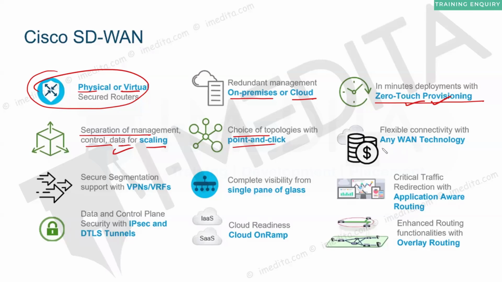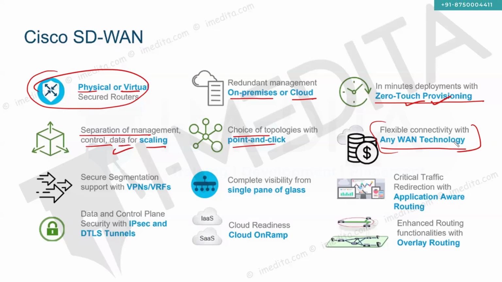Flexible connectivity with any WAN technology. As I told you even yesterday, not only internet connections you can use with SD-WAN, but also MPLS. Not only MPLS, but also 4G, 5G. These wireless networks can also be utilized by Cisco SD-WAN technology. So for WAN connectivity, you can have dependency on any type of connection.